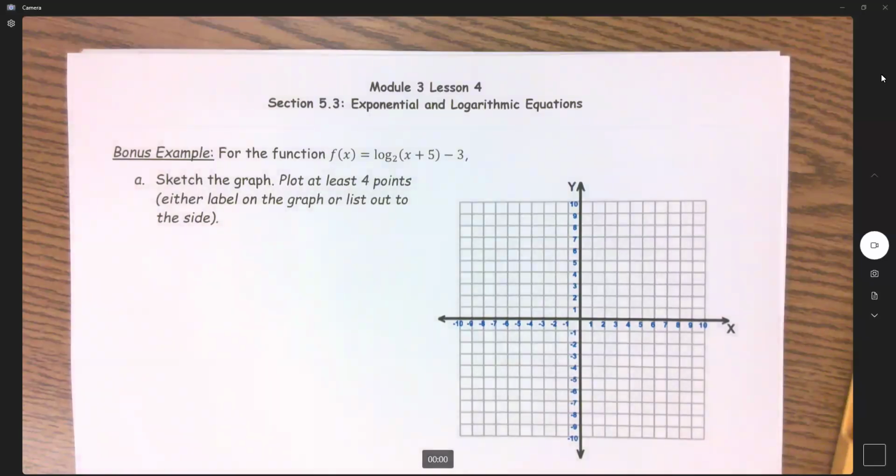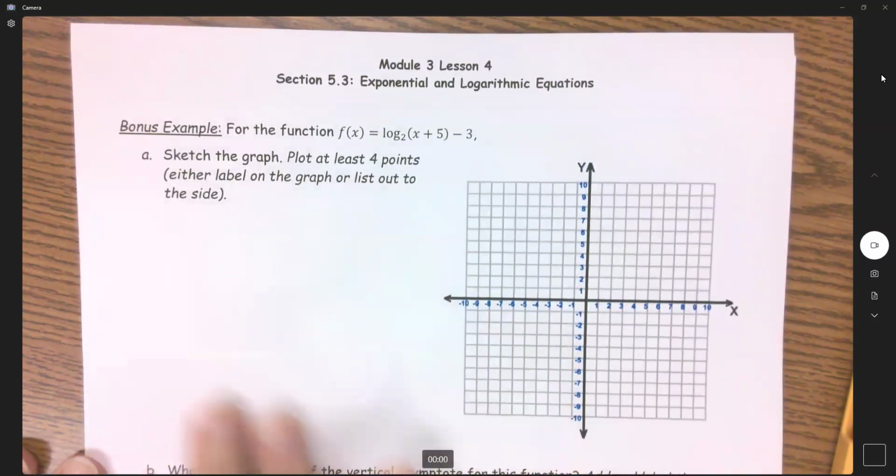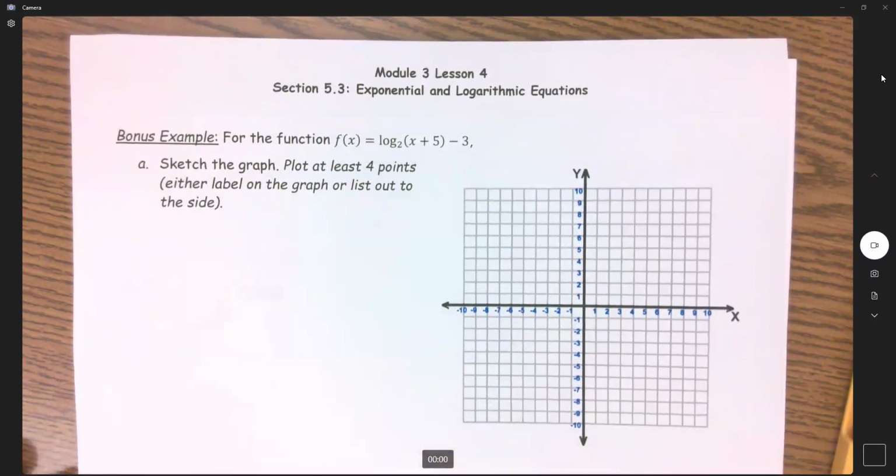Lastly, I want to do a bonus example, and this bonus example will be part of your attendance quiz the next day if you are taking this class on campus with me. So your bonus example says for the function f of x, first thing we need to do is sketch the graph. We need to plot at least 4 points and either label on the graph or list out to the side. So because I have this room right here, I'm going to list out to the side.